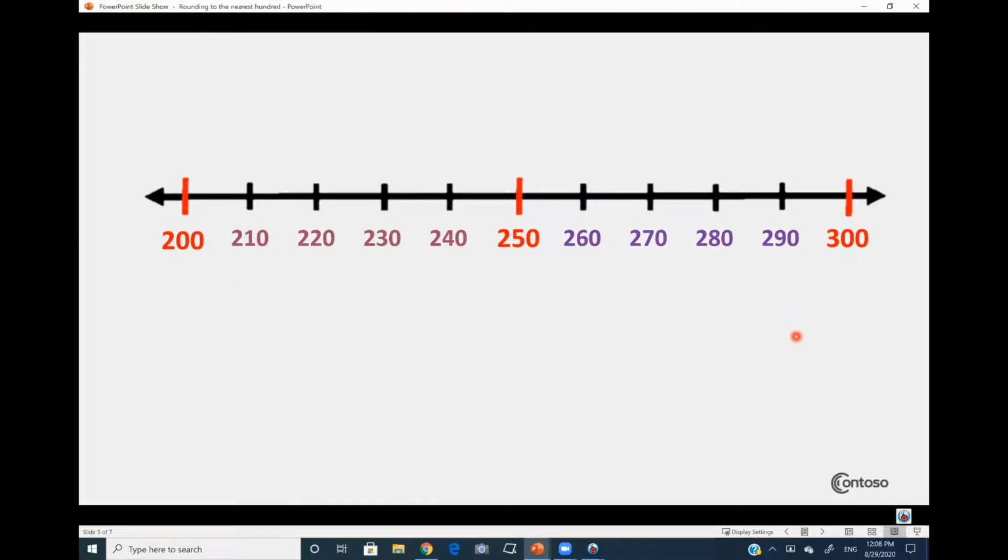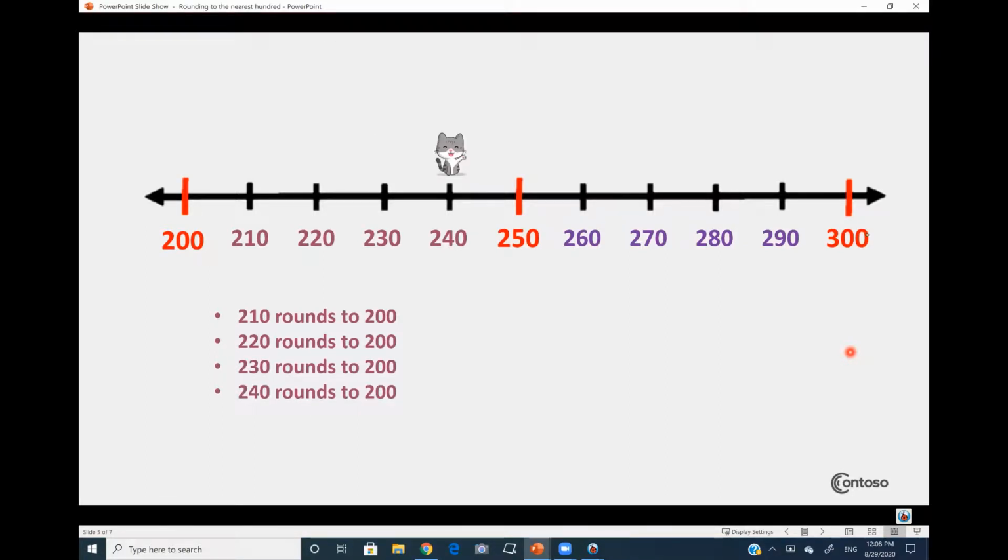Because we're counting by hundreds this time, the pattern is skipping by tens. So let's find again the little kitten. If you notice again, the little kitten is closer to 200 and it's farther away from 300. So I can tell that 210 rounds to 200. The same applies for 220, it's still closer to 200, so 220 rounds to 200. 230 rounds to 200, and 240 rounds to 200. Why? Because they're closer to 200 than to 300.